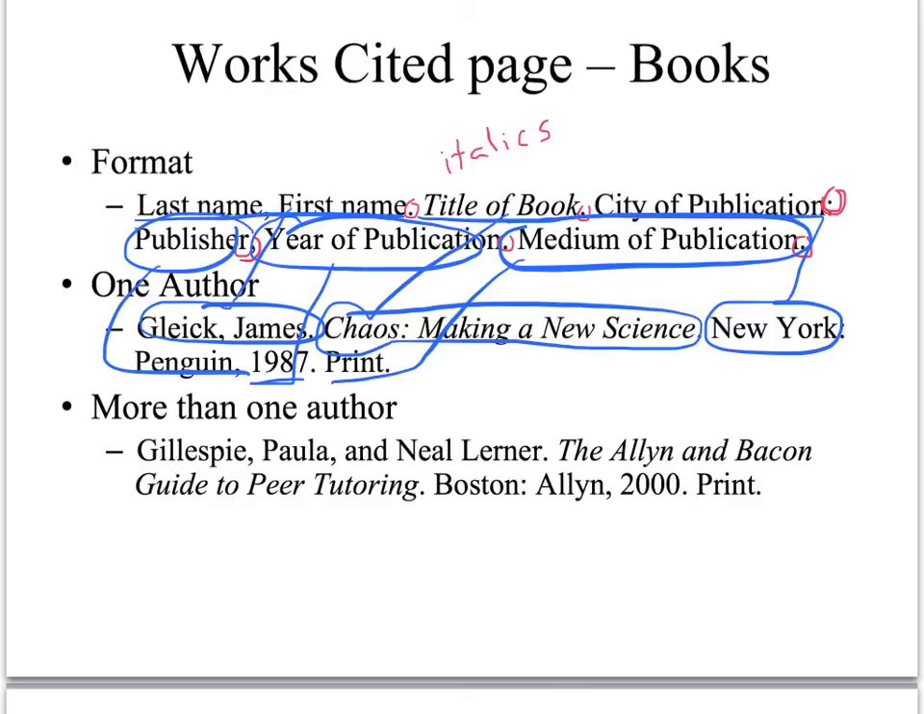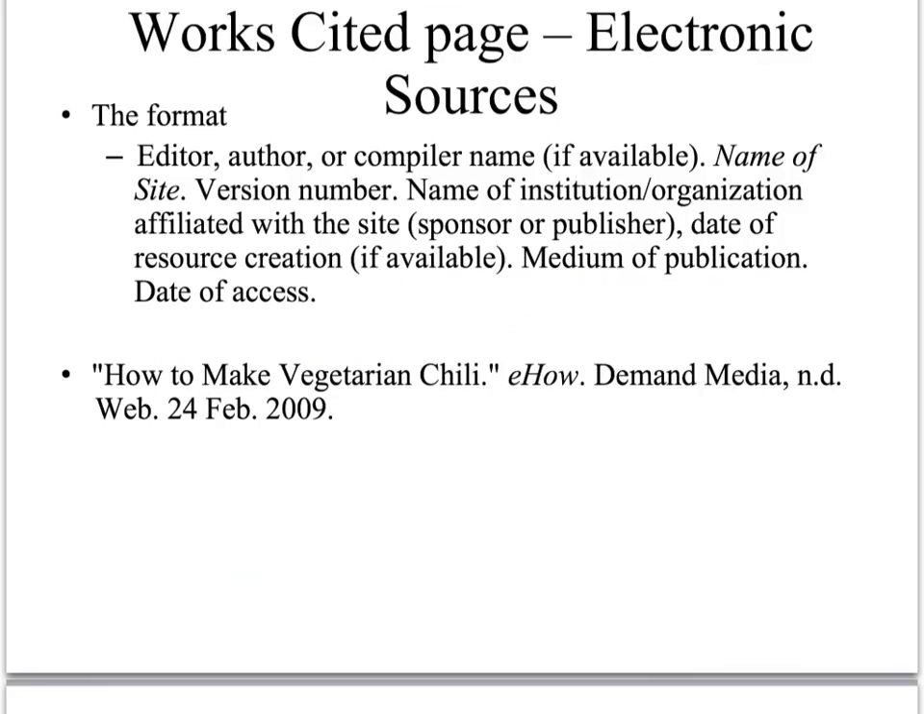And then if you have more than one author, you just list them alphabetically. Gillespie, Paula, and Lerner, just in that order. Actually, as I look at that, that is not a correct example because Lerner does not come before Paula. List the last names alphabetically. I'm not sure why I chose a wrong example there. I apologize, but please do list those last names alphabetically for us.